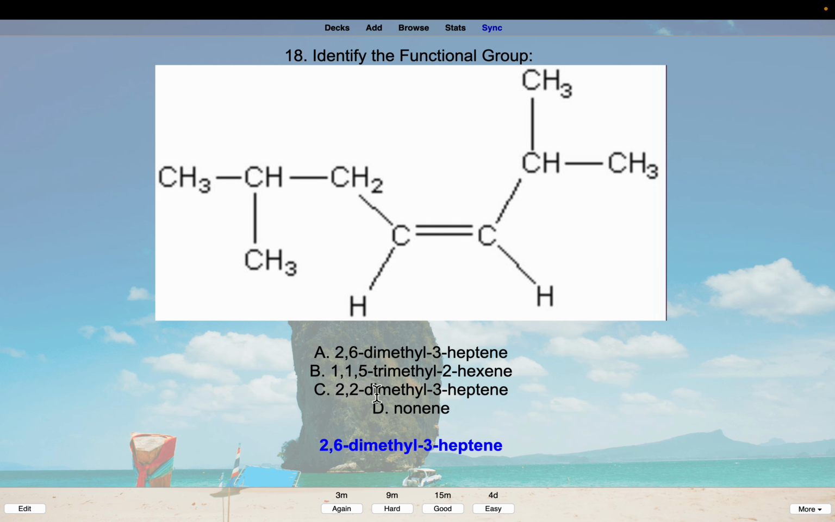Why is letter C wrong? It's not 2, 2 dimethyl. You've already disregarded this. For letter B, it just doesn't make sense. We don't have 3 methyl groups. We only have 2.